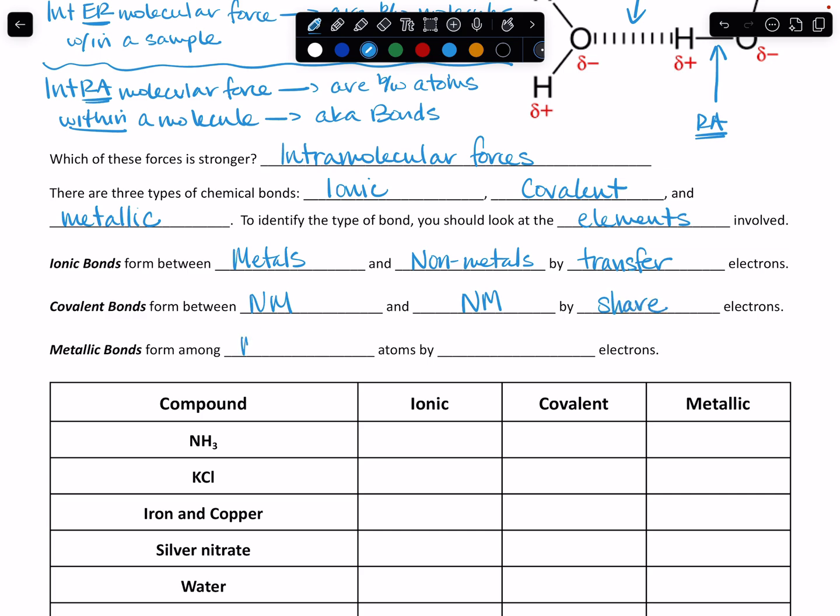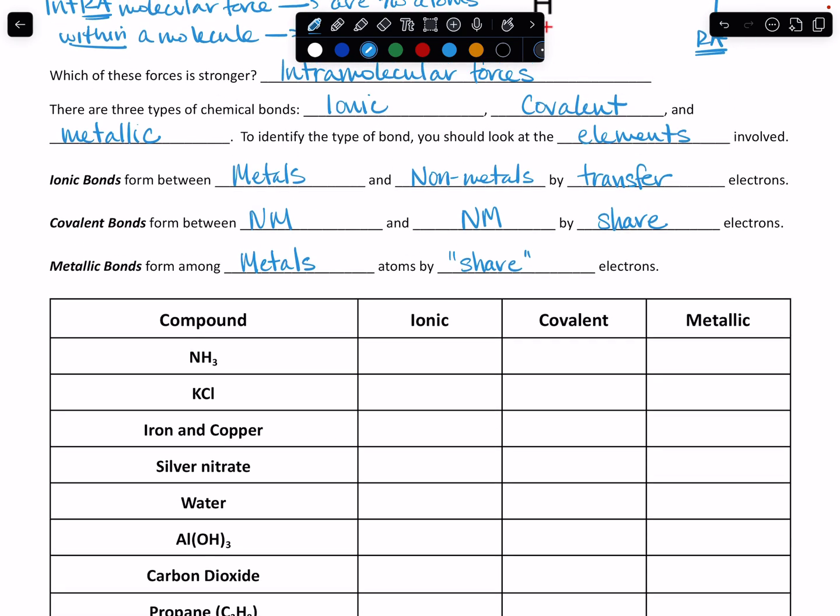The metallic bonds form amongst metal atoms. And I'm going to put "share" in parentheses because it's not the same as what we see with a covalent bond. We're going to talk a little bit about metallic bonding, but we're not going to spend a lot of time there. Just keep in mind that the metal atoms are basically sharing their electrons in this big pool of electrons. They call it the sea of electrons. So again, ionic bonds form between metals and nonmetals, covalent bonds between nonmetals only, and the metallic bonds are metals only. So those are our three options, right?